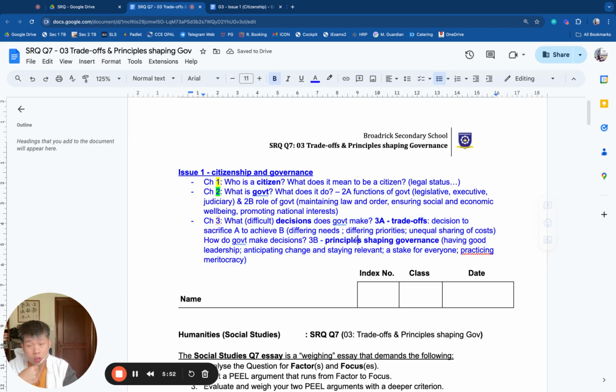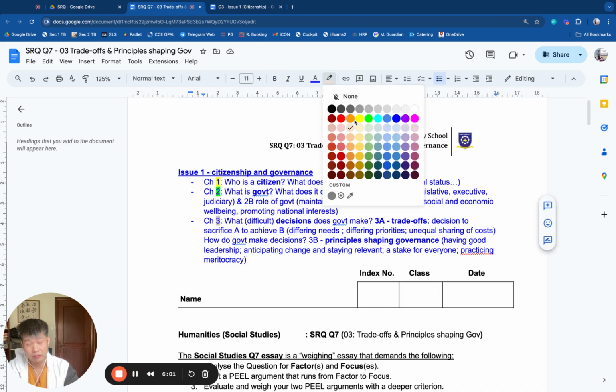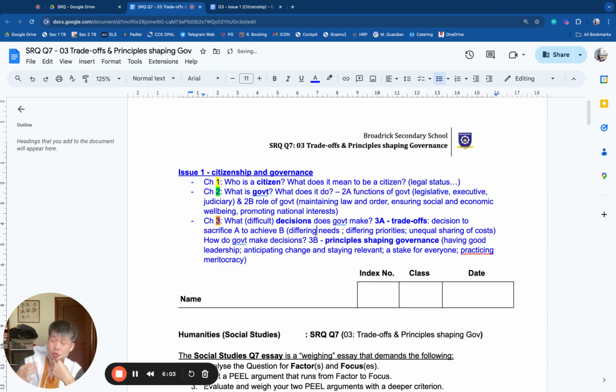So for chapter 3, we are looking specifically at the relationship between government and citizens, right? In chapter 1, we learn about who is a citizen. In chapter 2, we learn about what is the government, what do they do. In chapter 3, we examine some of the more complex and difficult interactions between government and citizen. And why would government have to make difficult decisions, right?